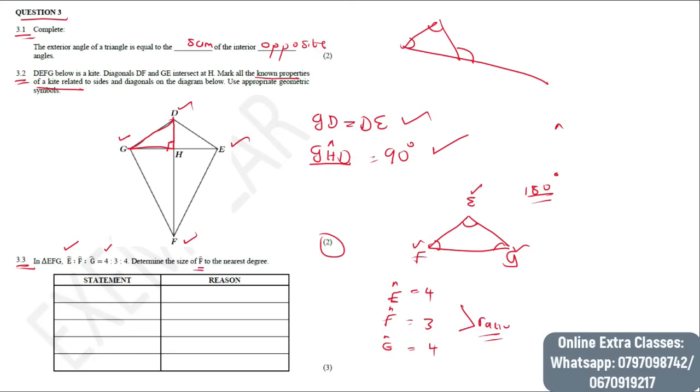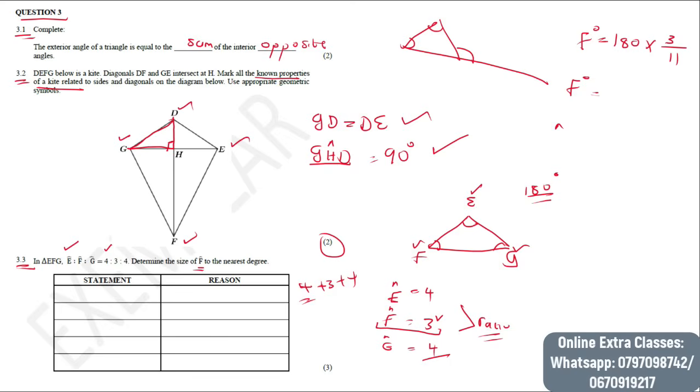So now the question is saying to determine the size of angle F. We can see that F is allocated a ratio of 3. To find angle F, it's very easy. Angle F will be equal to 180 multiplied by its ratio, 3, divided by the total ratio. For the total ratio, we just add all our ratios: 4 plus 3 plus 4, we will get 11. Divide by the total ratio, which is 11. And then we'll be able to find our angle F.